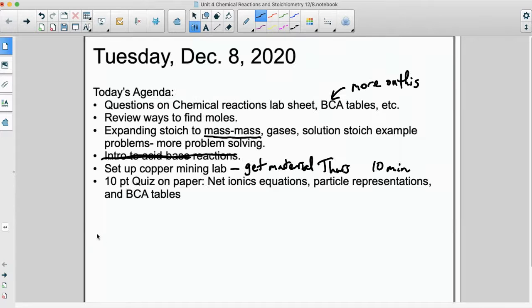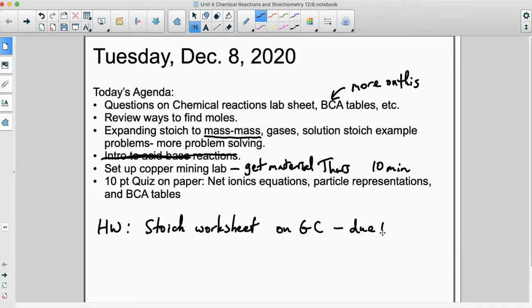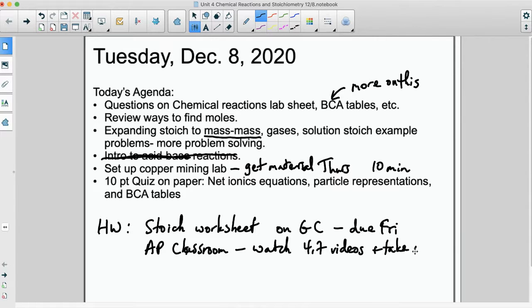And I should mention that homework, there is a stoich worksheet on Google Classroom. This will be due on Friday. There's also an AP Classroom assignment: watch the 4.6 videos and take notes and attach those to Google Classroom.